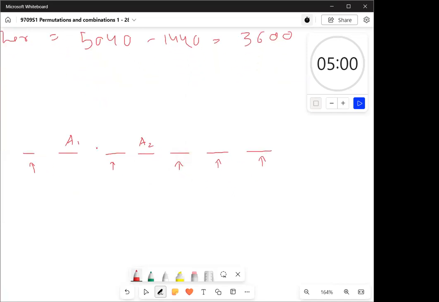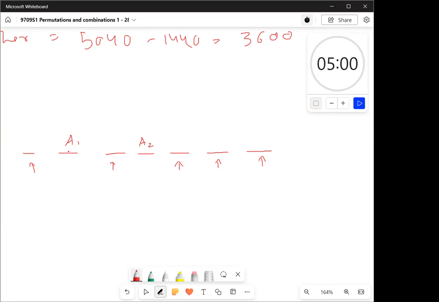So let's see. Now I can place these two people, A1 and A2. I have two of them, right? And there are 7 places for these. How can I place them? A1 and A2.